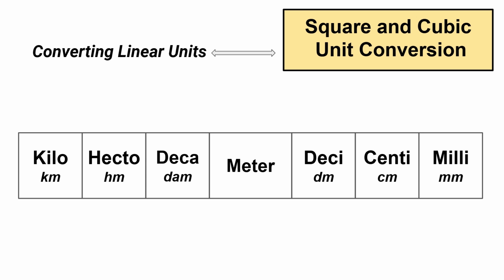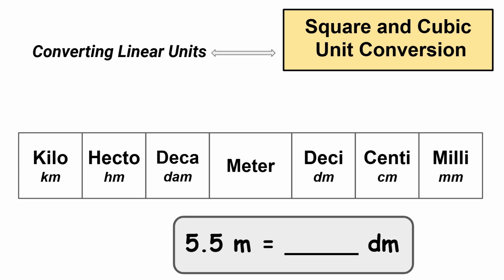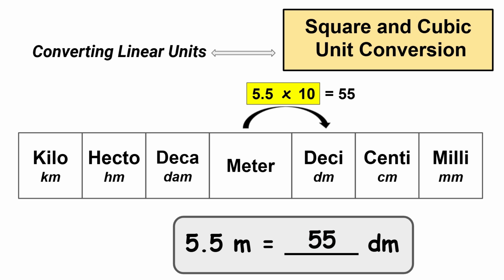For example, let's say I want to convert 5.5 meters to decimeters. Well, since deci is one space to the right of meter on the conversion line, I would take 5.5 and multiply by 10 once. So 5.5 multiplied by 10 is equal to 55. So 5.5 meters is equal to 55 decimeters.